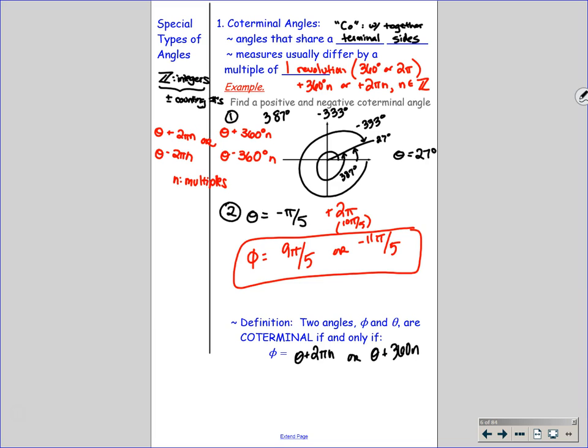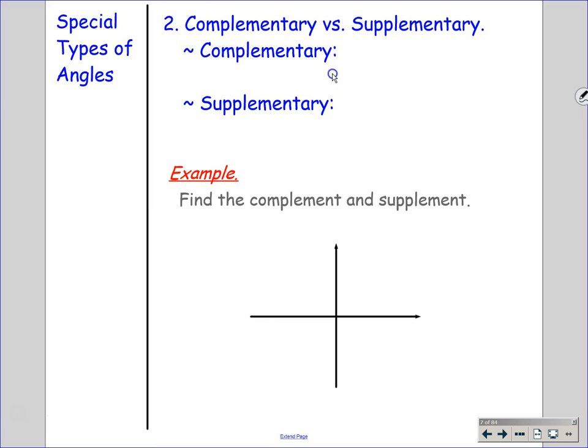Positive or negative. Okay, so that's coterminal angles. Co, with, or together. Terminal, ending in the same place. You can only do that if you add or subtract full revolutions, 360s or 2 pi's. Something else from geometry was complementary versus supplementary.